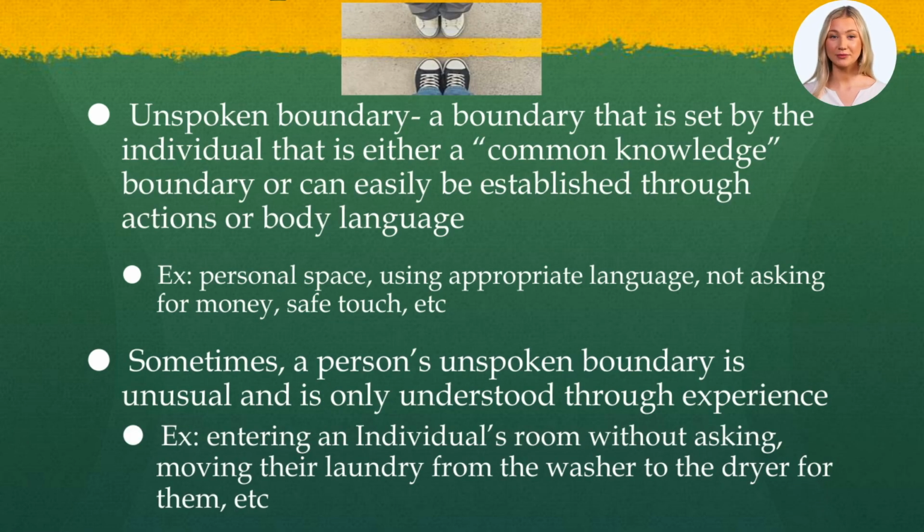Unspoken boundaries. An unspoken boundary is a boundary that is set by the individual that is either a common knowledge boundary or can easily be established through actions or body language. Examples: personal space, using appropriate language, not asking for money, safe touch, etc. Sometimes a person's unspoken boundary is unusual and is only understood through experience. Examples: entering an individual's room without asking, moving their laundry from the washer to the dryer for them, etc.